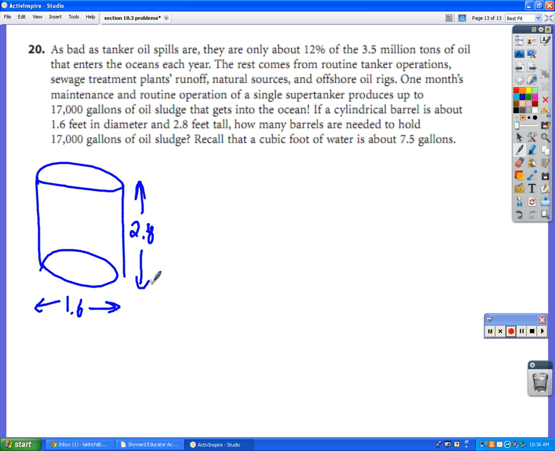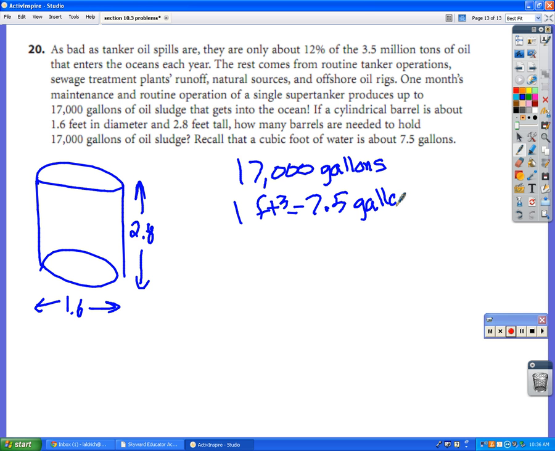Okay, so the first thing we can do is, if we know that this is a total of 17,000 gallons, and we know that 1 cubic foot equals 7.5 gallons, how many cubic feet will these 17,000 gallons take up?